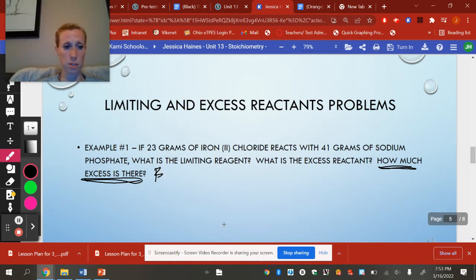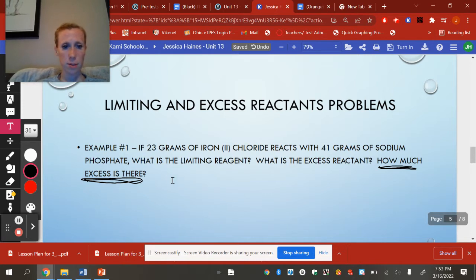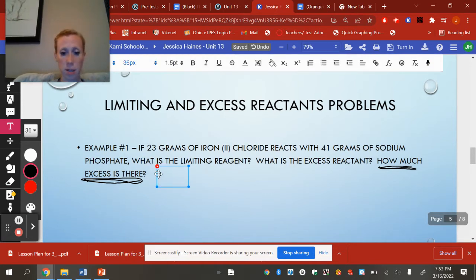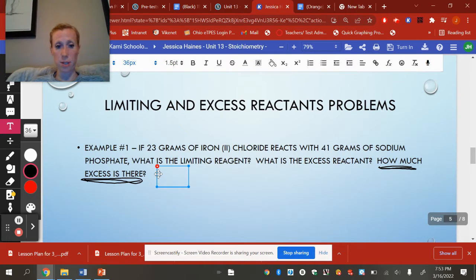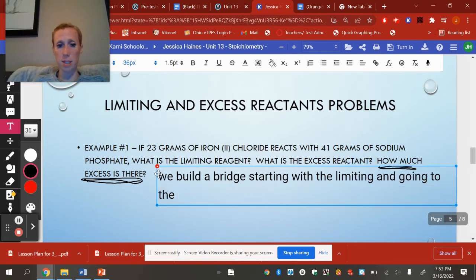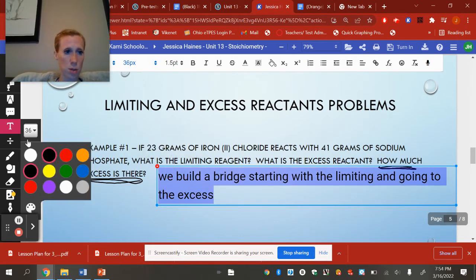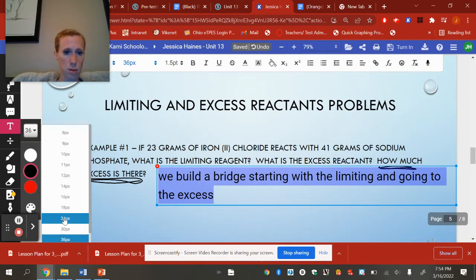Let's type it in, because typing would probably be way nicer writing than me trying to scribble it. Okay, so when we are asked about how much excess there is, we build a bridge starting with the limiting and going to the excess. Okay, we're just going to go smaller with this because I don't want it down.